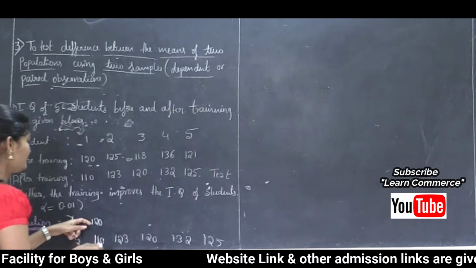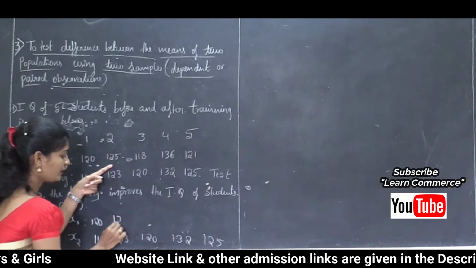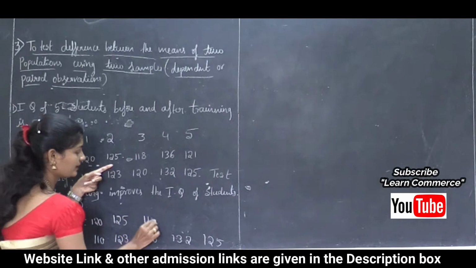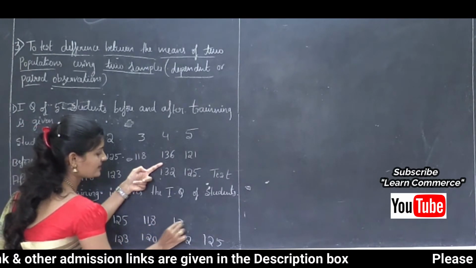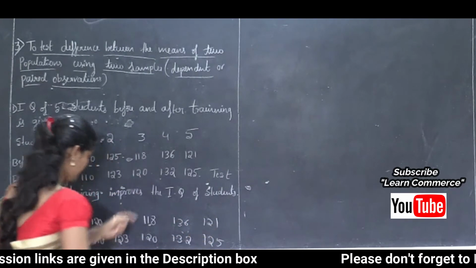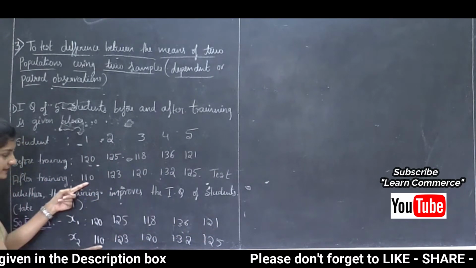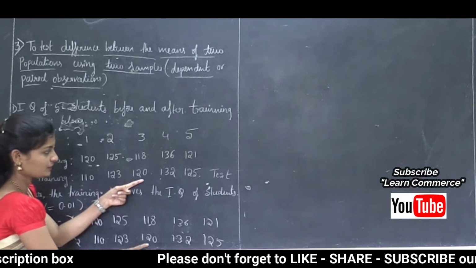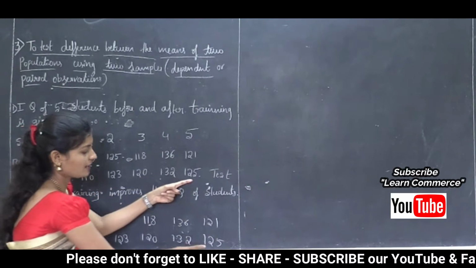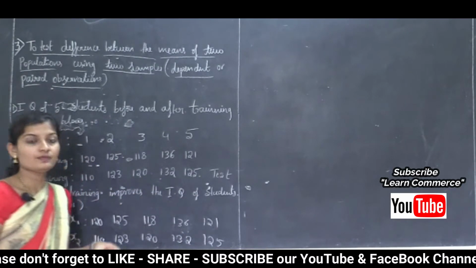Here X1 observations are 120, 125, 118, 136 and 121. Here X2 observations are 110, 123, 120, 132 and 125. Okay, now see the question.